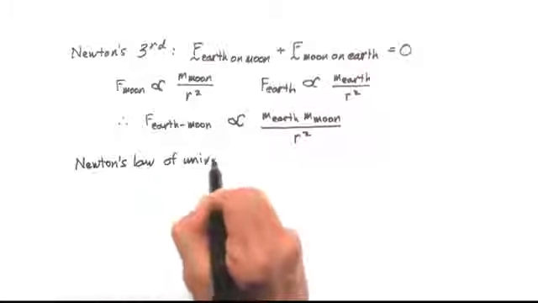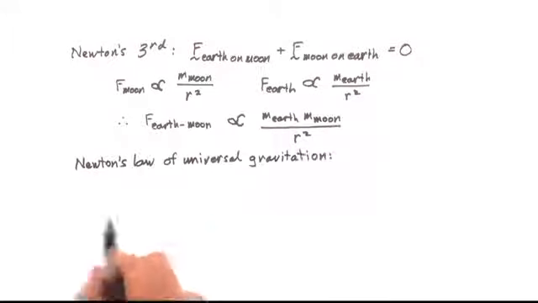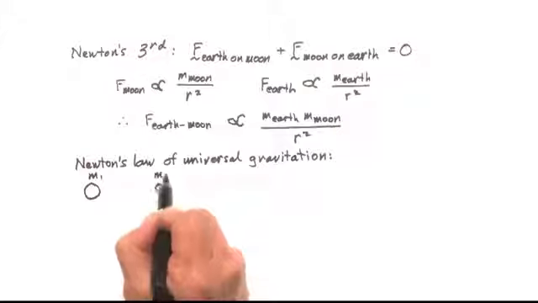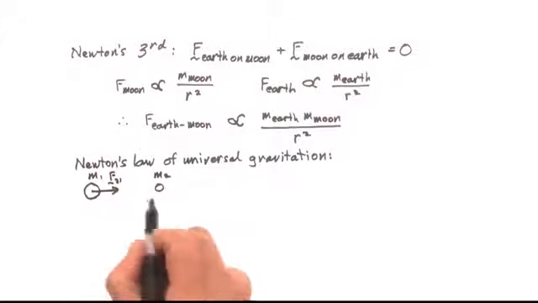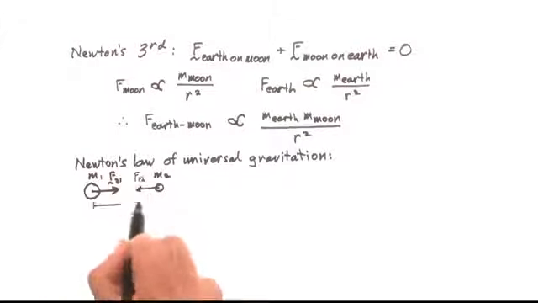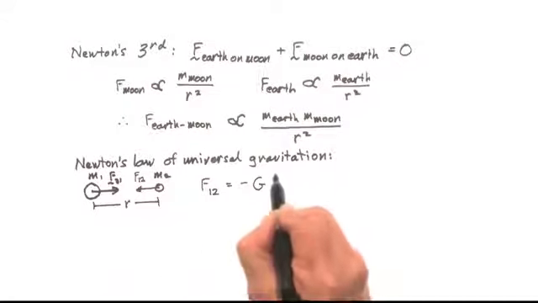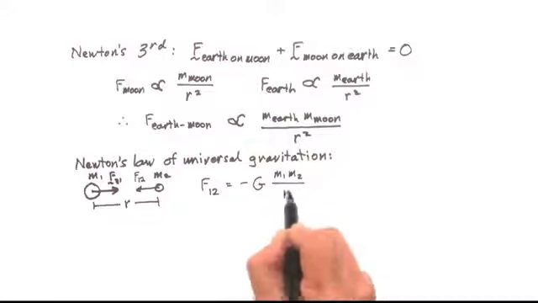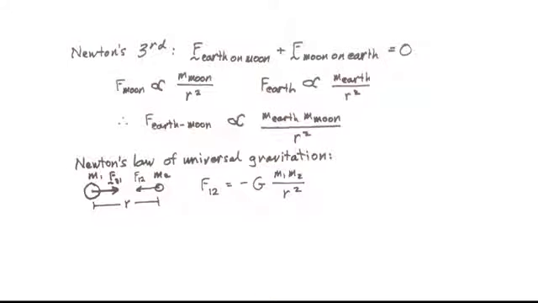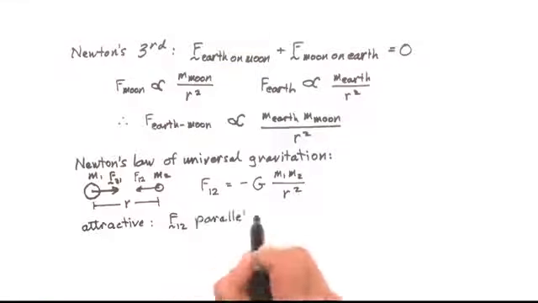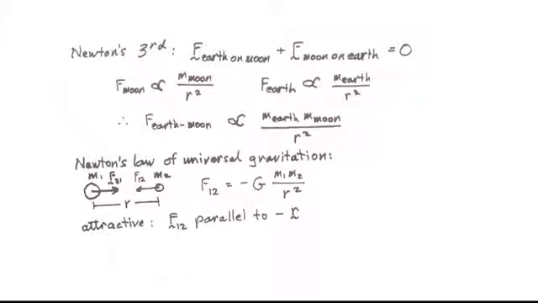We now call this law Newton's law of universal gravitation, and here's how we write it today. Between bodies 1 and 2, the gravitational force F12 is minus big G times m1 m2 on r squared. The constant of proportionality, big G, is called Newton's constant. The minus sign tells us it is attractive. The force is in the minus r direction. And remember that symmetry.